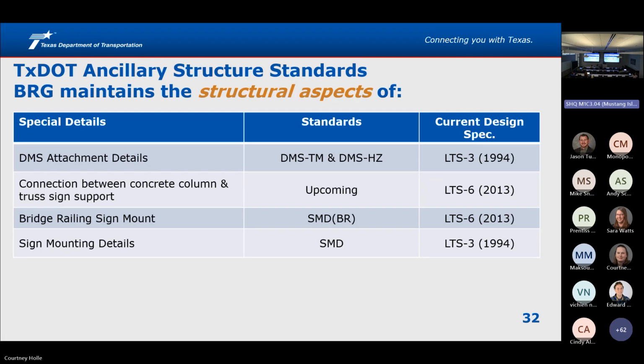The bridge railing mount, that's at LTS 6, so I don't have any immediate plans for that one right now since it is a current specification. The sign mounting details, the idea is to get, and that's the connection, right? That's the sign to the trusses, right? And so we're looking at updating that when we update the OSB and the cost.